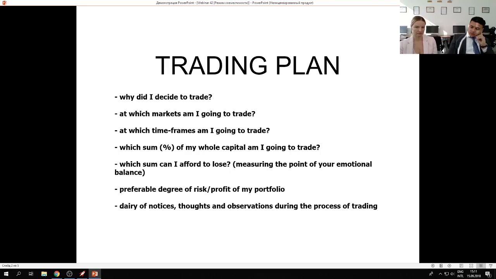And the last thing, what you should do, which is recommended to do, is to keep a diary of a trader. So you can write out there your notices, your thoughts, your suggestions, your predictions, let's say, because after a while you can forget something. But if you wrote it, you can always return to it and remember what you were going to do, what you were thinking, how you were feeling. So diary is an important thing. Don't neglect it either.